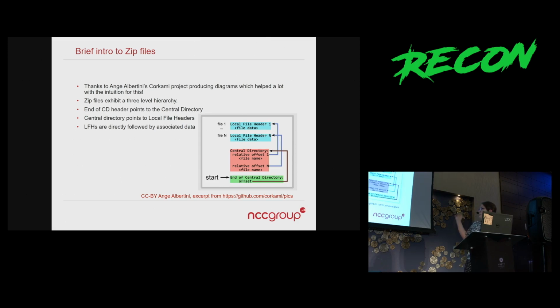You can see that at the end of the zip file, where it says start, we've got the end of central directory record, and that's got a pointer relative to the zip file itself for the central directory start, which is a big table of headers which themselves have pointers into the local file header data, which is then interspersed through from the beginning until the start of the central directory header in the zip file.